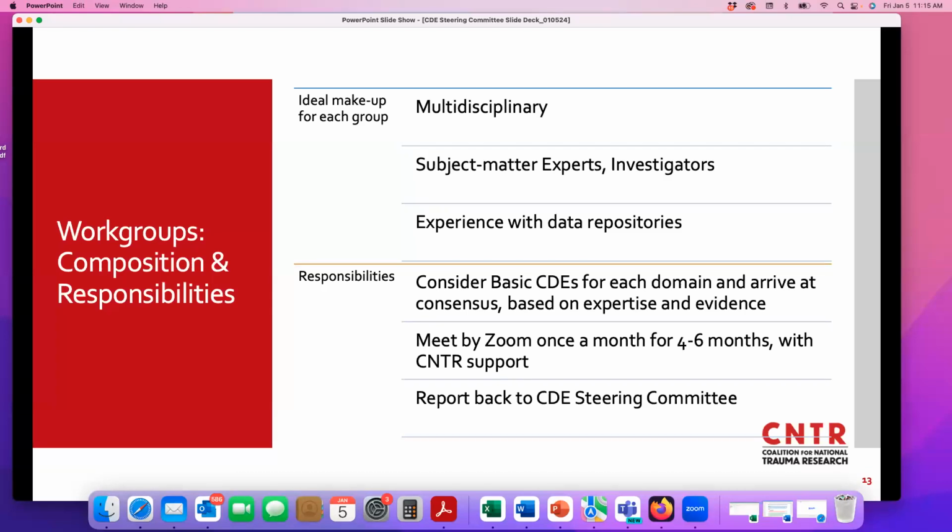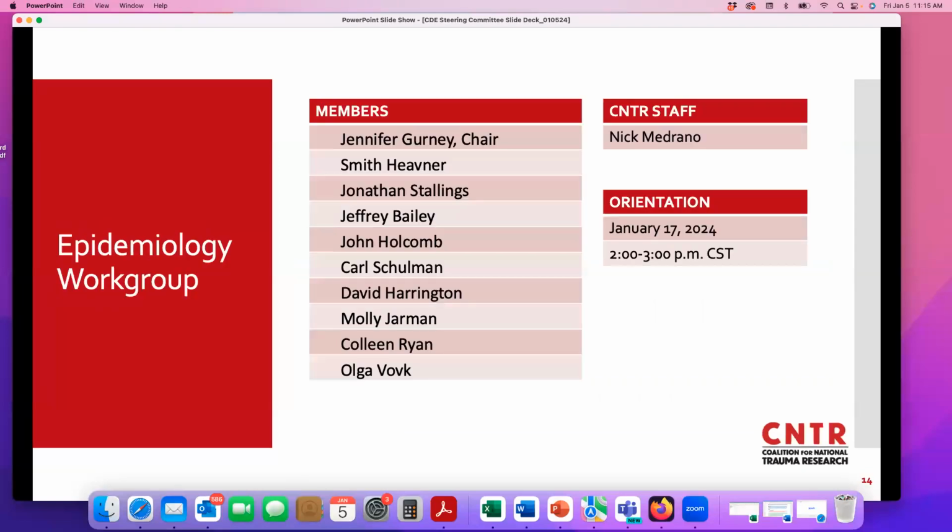Those work groups will start meeting every 4 to 6 months by Zoom to work on their own basic data elements that they think are important for their therapeutic area. The first work group is epidemiology. Congratulations, Dr. Gurney, for accepting as chair. And you see the rest of the list of participants here. And Olga, I didn't leave you out. You're on every single slide from here going forward. Nick Madrano for center staff will be the lead for that work group, and their orientation meeting is scheduled on January 17th.